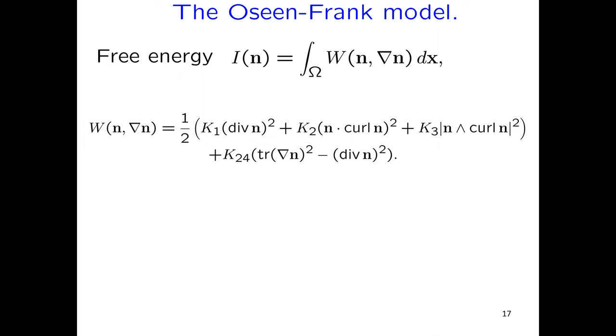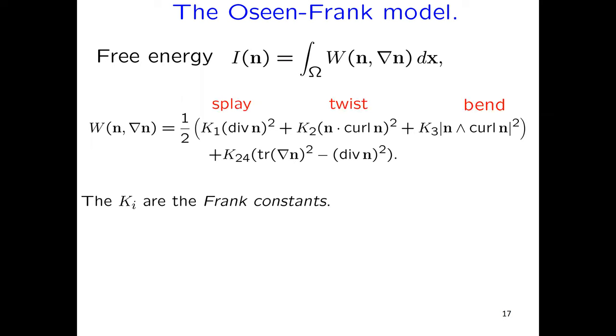All right, so let me remind you a little bit about what we were doing last time. I was talking about the Oseen-Frank model. The unknown is this unit vector field N, which gives the mean orientation of the rod-like molecules. The integrand is quadratic in the gradient of N, but it has a couple of N's appearing there, and those constants are called the Frank constants, and the different terms have different interpretations.